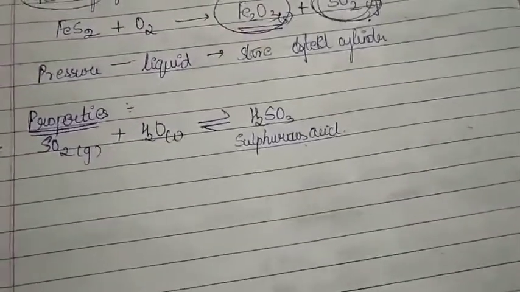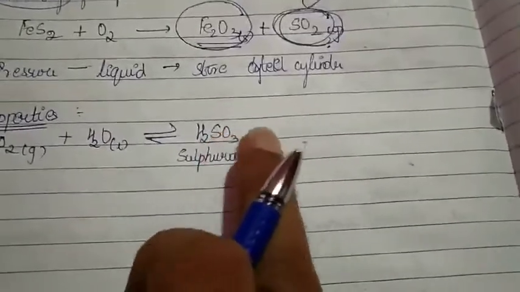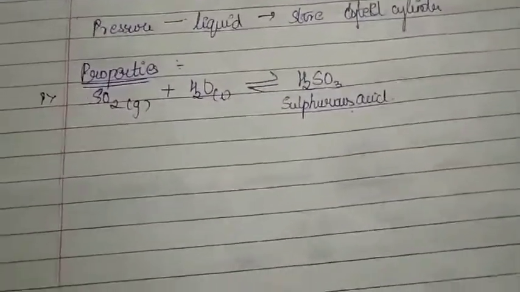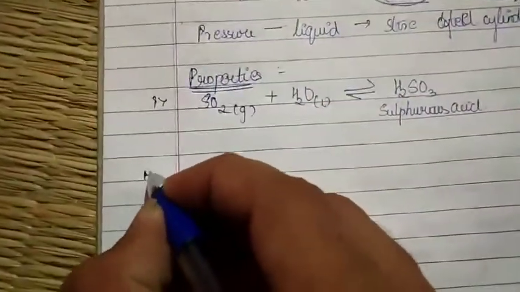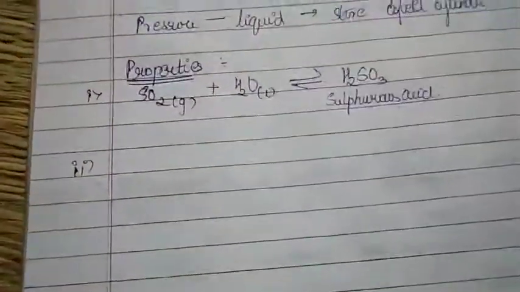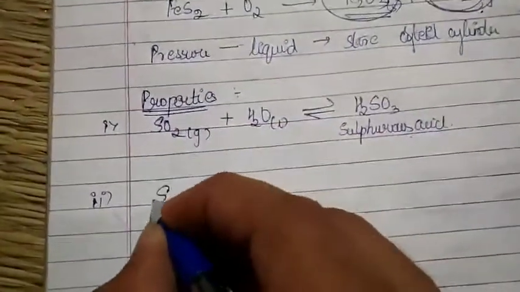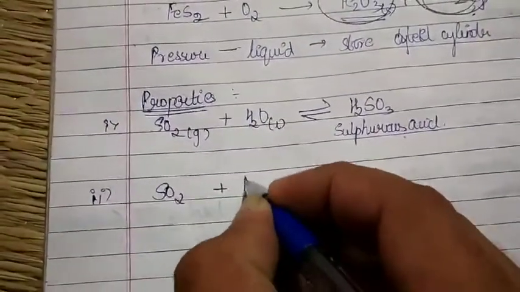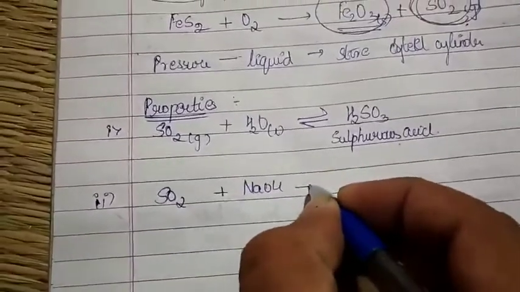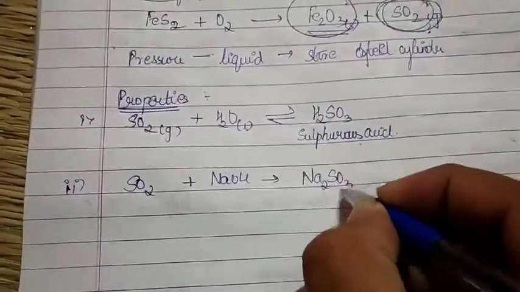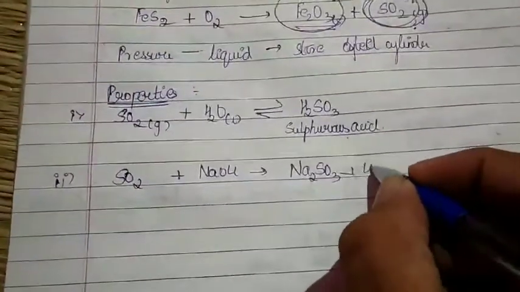Sulphuric acid is H2SO4. This is a component which we are having as H2SO3, which is called what? Sulfurous acid. Okay. Similarly, this was the case when it is reacting with the water. Even your SO2 reacts with NaOH. So when your SO2 is going to react with your NaOH, basically it first gives you sodium sulfite, Na2SO3, along with your water.